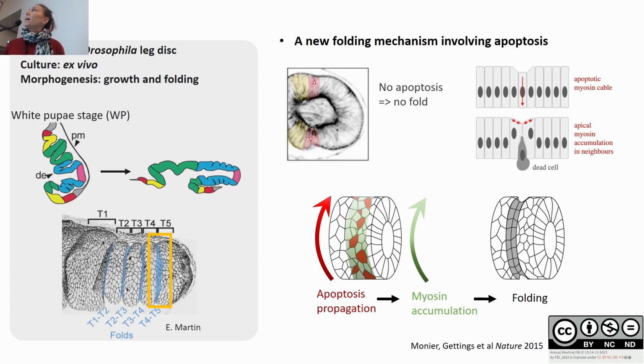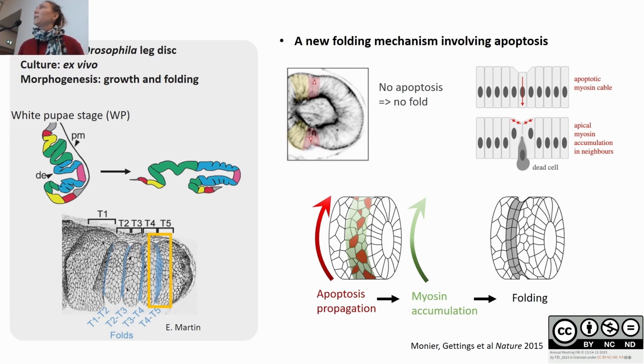In my project, I am studying the Drosophila leg disc. It's an imaginal disc, and I can culture it ex vivo for several hours, which is really handy. During this time, we are going to see the growth and the folding of this tissue. At the stage we are studying, you already have three folds formed, and we're going to be able to fully visualize the last one, the last fold.